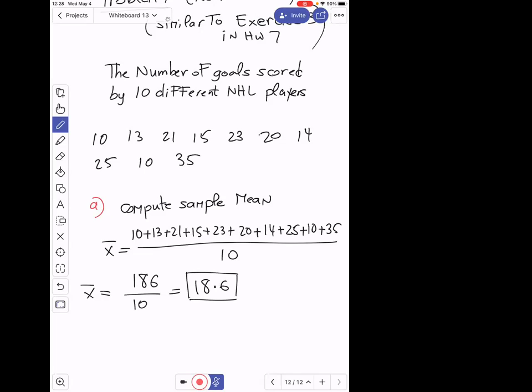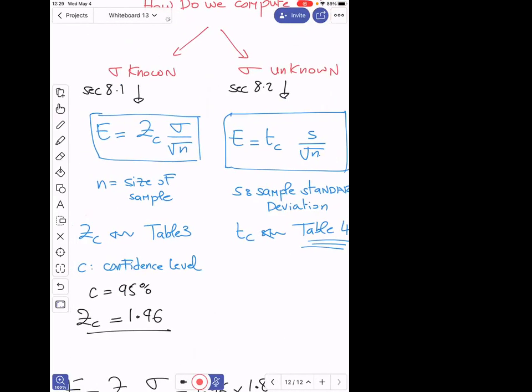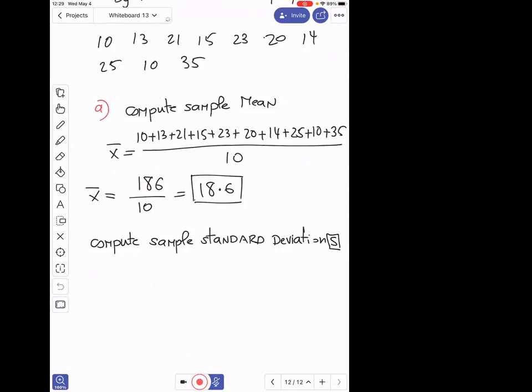So that's your sample mean. All right. Now we need to compute the sample standard deviation S. This is the S you need for the margin of error E. Remember we said in the margin of error E there is S. That's the S you're going to use in the formula of E. So you need to compute the S. All right, so let's do this.